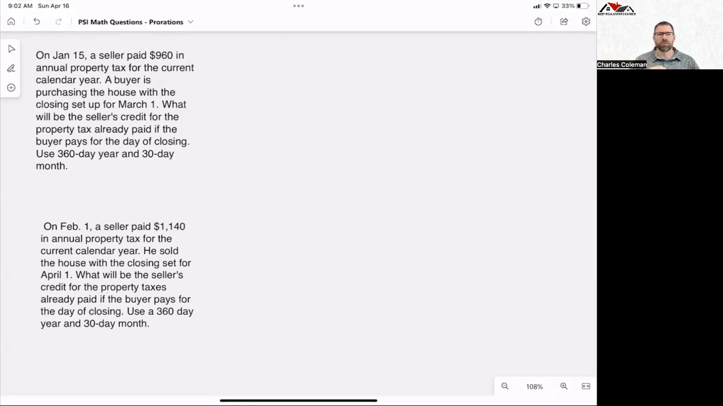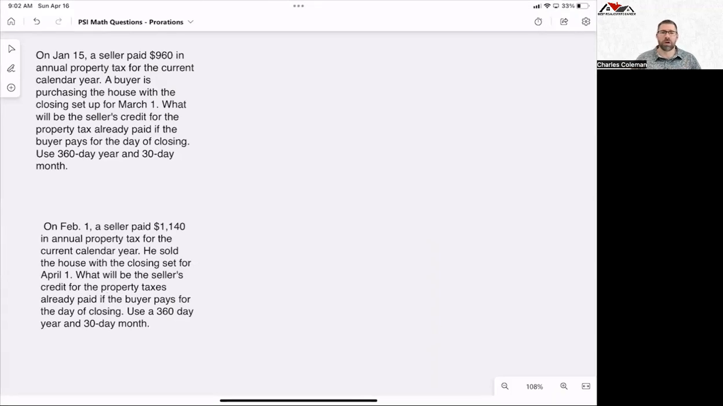And so the first question reads, on January 15th, a seller paid $960 in annual property taxes for the current calendar year. A buyer is purchasing the house with the closing set up for March 1st. What will be the seller's credit for the property tax already paid if the buyer pays for the day of closing? Use a 360-day year and a 30-day month.